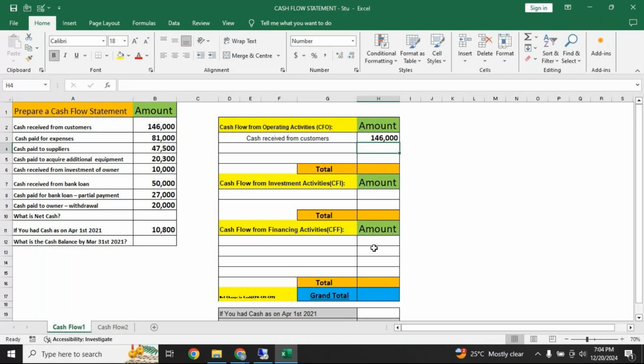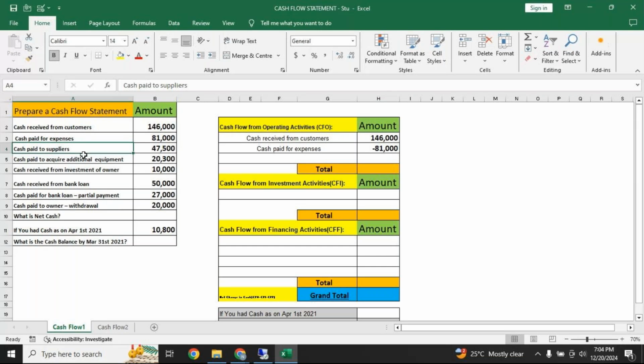Then cash paid for expenses. That is also an operating activity. So I'll copy this and drop it here. And this one, cash paid, so money is going out. So I'll take the value in minus. Minus 81. Then cash paid to the suppliers.